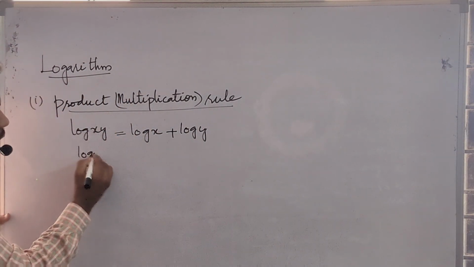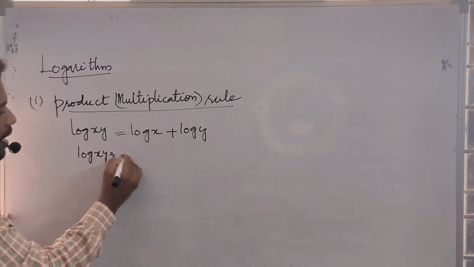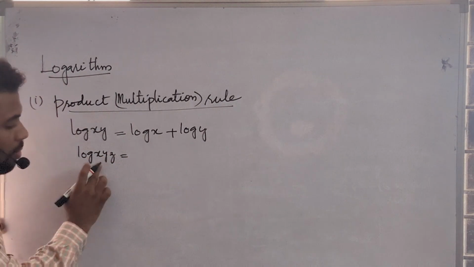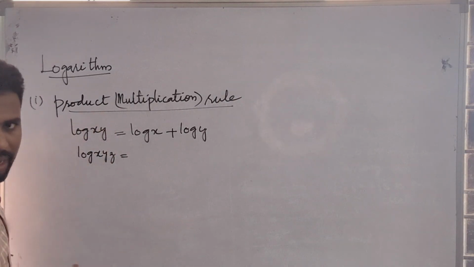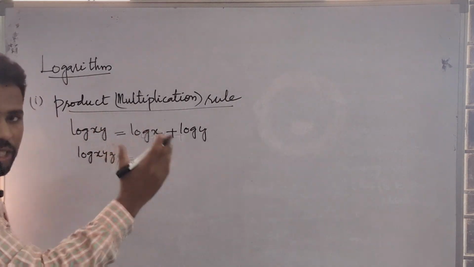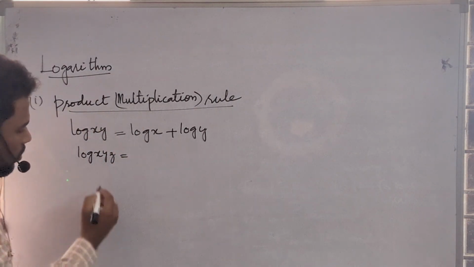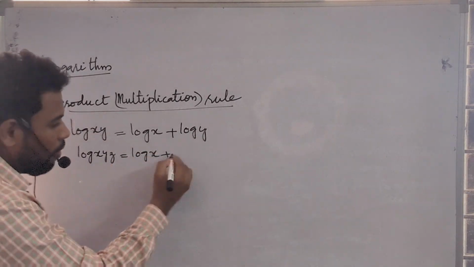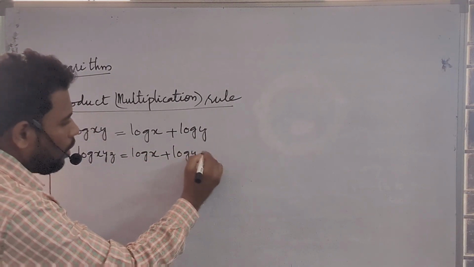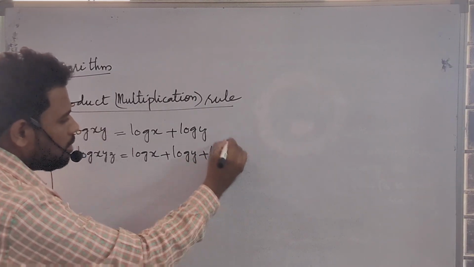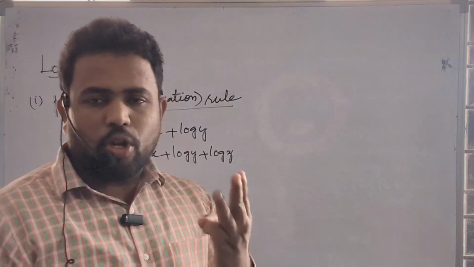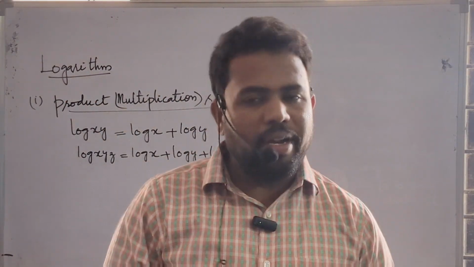Suppose I am taking here log of x, y, and z. Now tell me how many values are multiplied? 3 values are multiplied. So now you can expand by writing plus 3 times. So log x plus log y plus log z. So we expanded log 3 times.